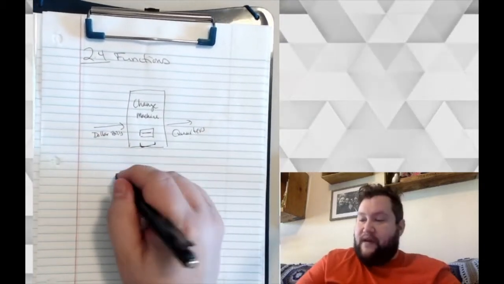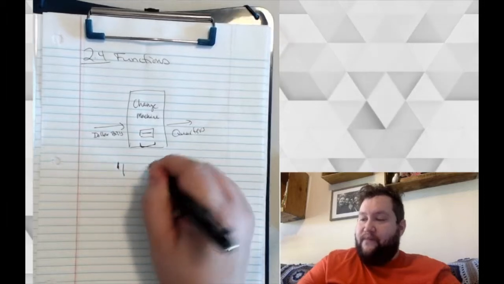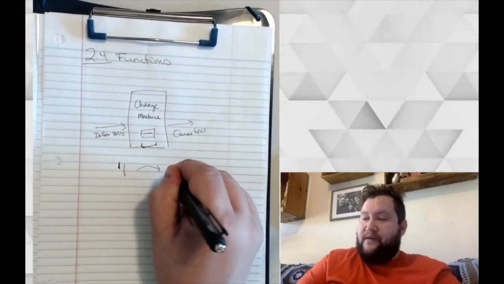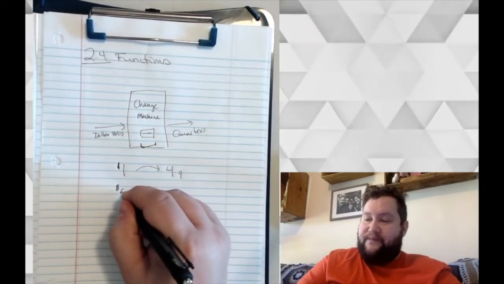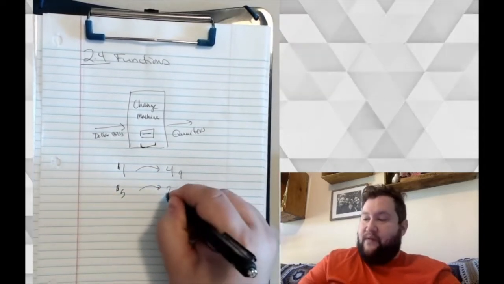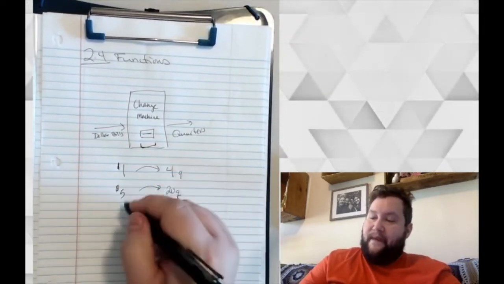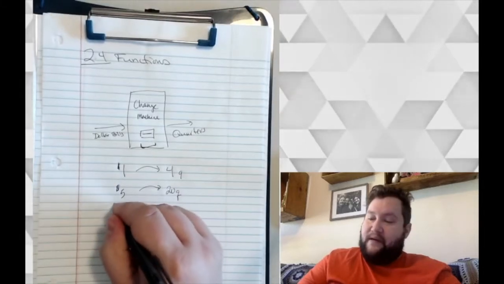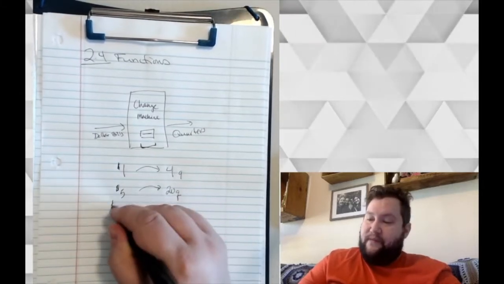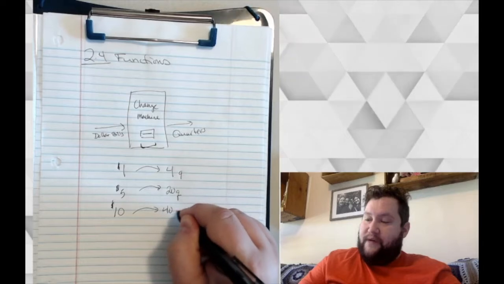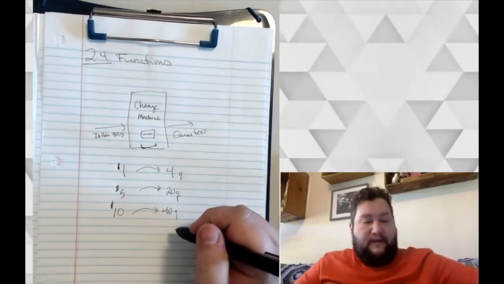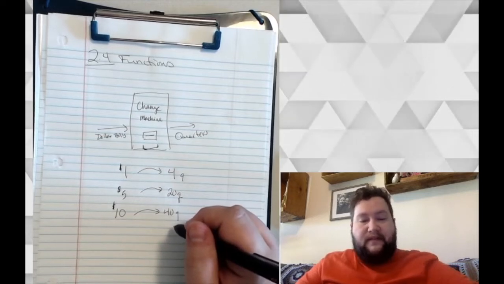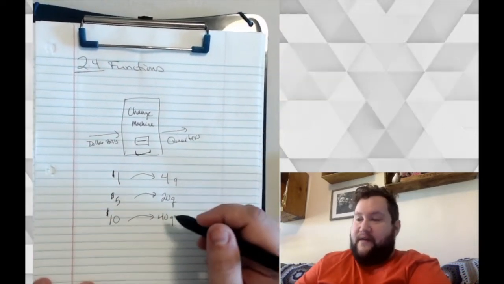If you give it $1, it's going to give you 4 quarters. If you put in a $5 bill, it's going to give you 20 quarters. And if you put in a $10 bill, you're going to get 40 quarters. And I use this example because this illustrates for us the idea of a function.